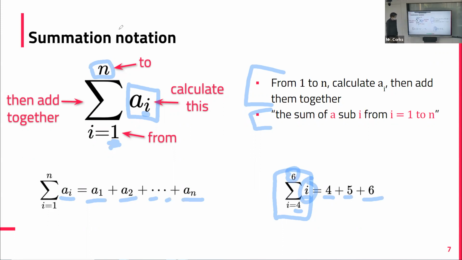Not too complex, but it's a nice, compact way of writing maybe a very large sum of a whole bunch of terms being added together. We can represent a complex idea with just one little small thing like this. So, efficiency.